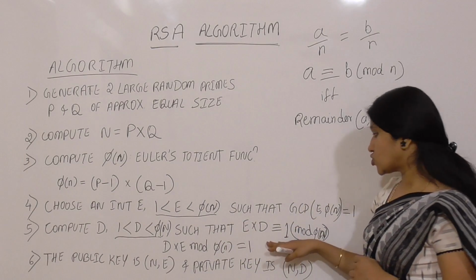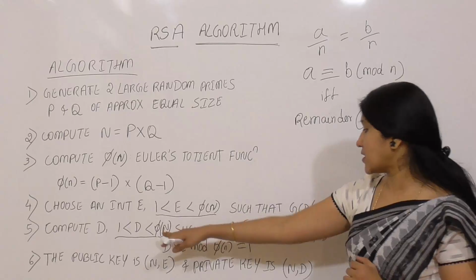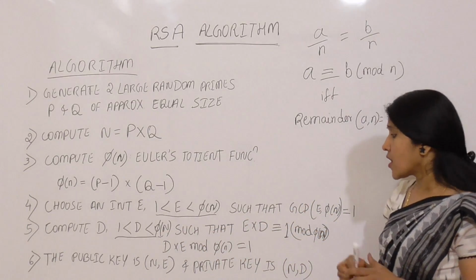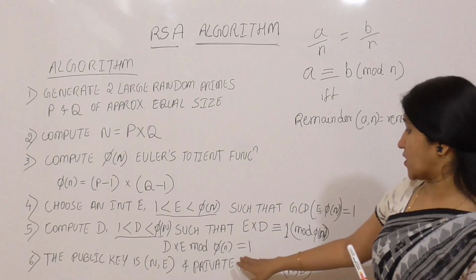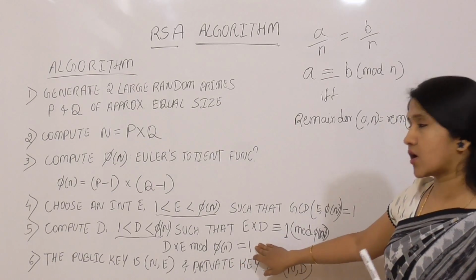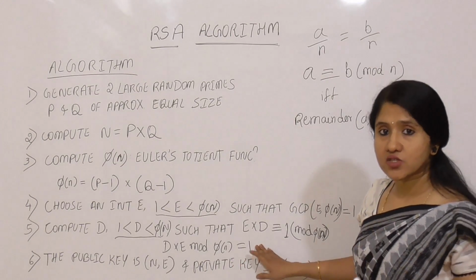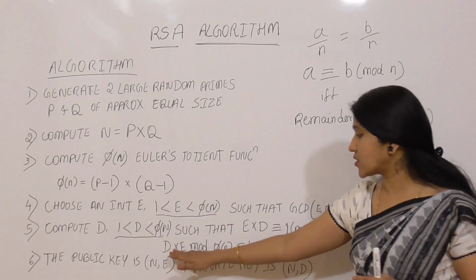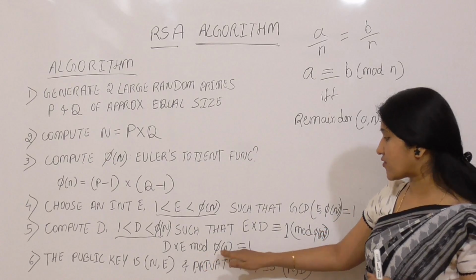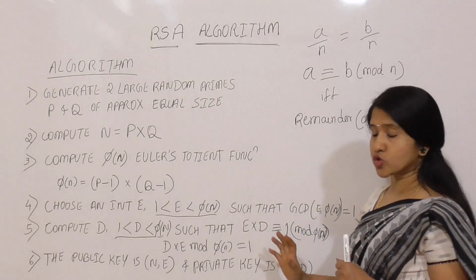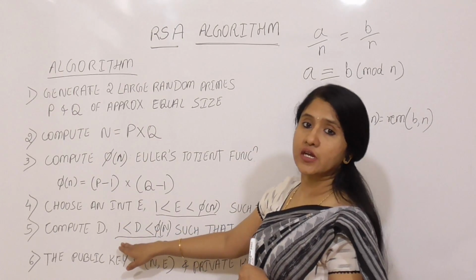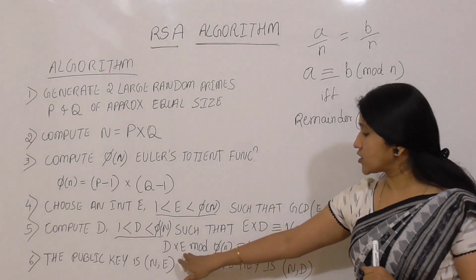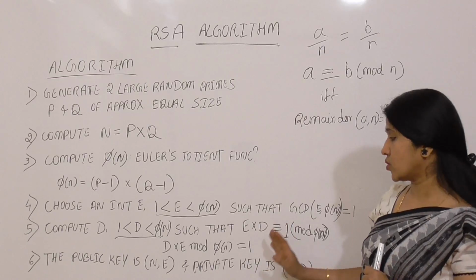So we have to select our D such that E cross D is congruent modulo with 1 mod phi of n. Actually this equation we have to convert into equals, so then the equation will be easier to solve. So we have solved this and come up with D into E mod phi of n is equal to 1. So now you should choose your D such that it is greater than 1, less than phi of n, and D into E mod phi of n should be equal to 1.